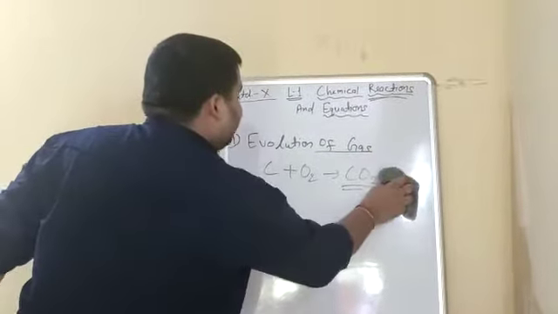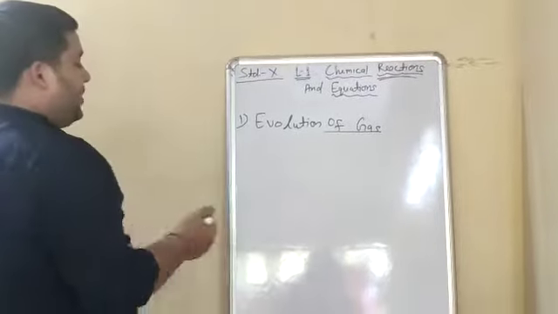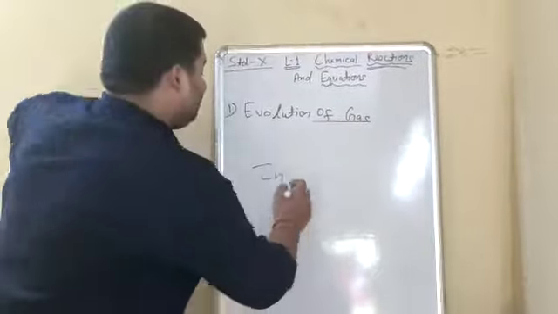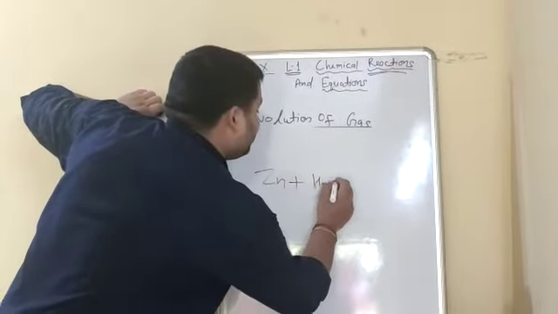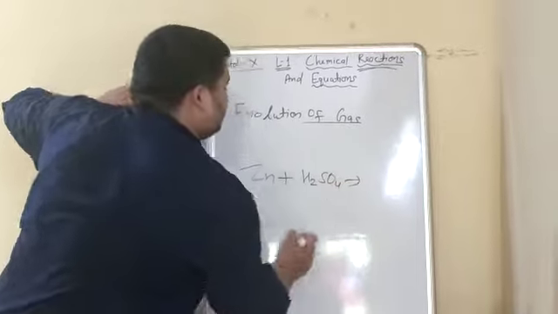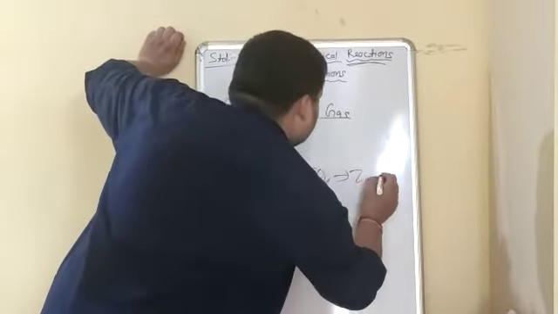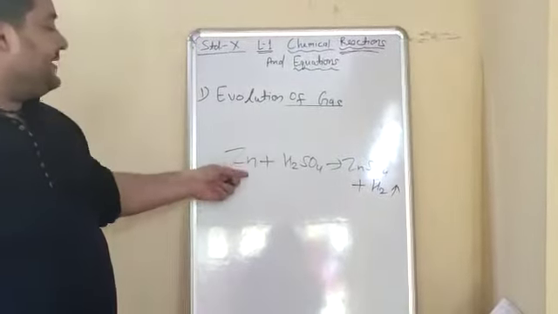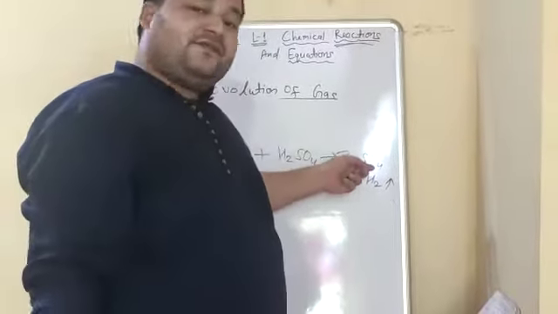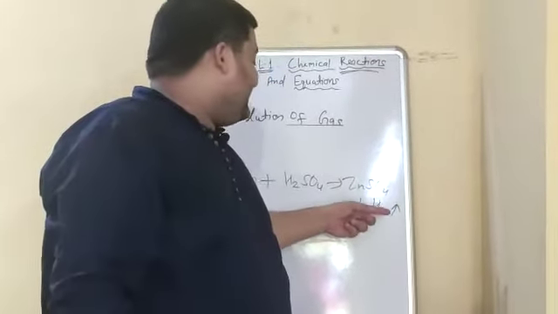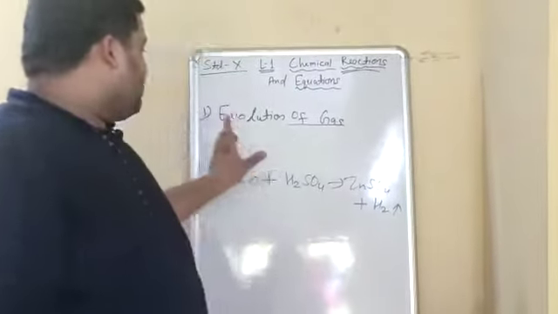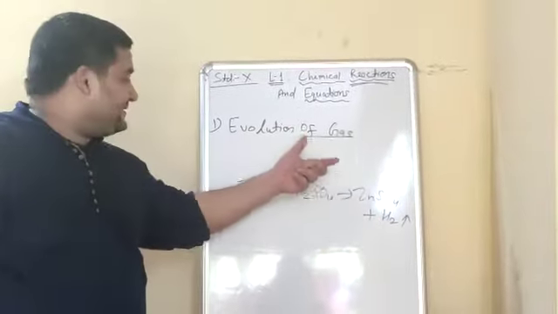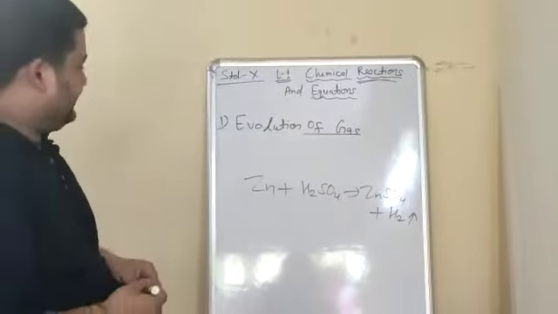Another example you can take, when zinc is a metal, when zinc react with dilute sulfuric acid, zinc sulfate is formed, plus hydrogen gas is evolved or released. So simply, in any chemical reaction, when gas is released, you can say that chemical reaction is taking place.